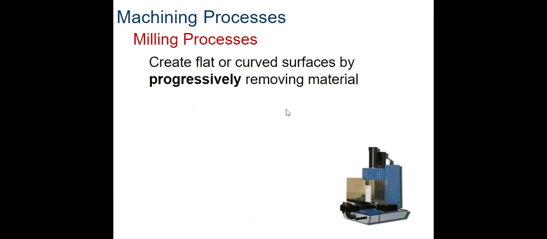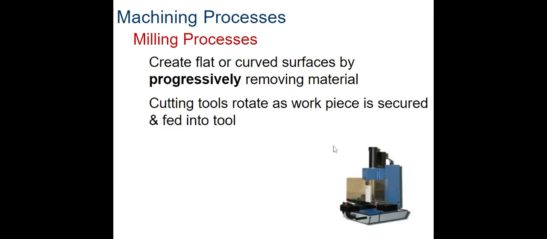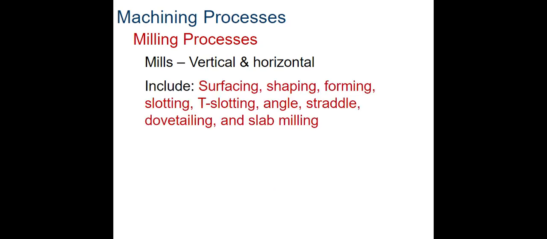Milling processes, for example, the CNC machine, the computer numeric control machine that we have in 147. They're used to create flat or curved surfaces by removing material. If you've ever seen anybody use a router to make molding from wood, that's an example of a milling process. Cutting tools will rotate as the workpiece gets secured and then fed into the tool. Mills can be both vertical as well as horizontal, and there are a bunch of different types of milling.